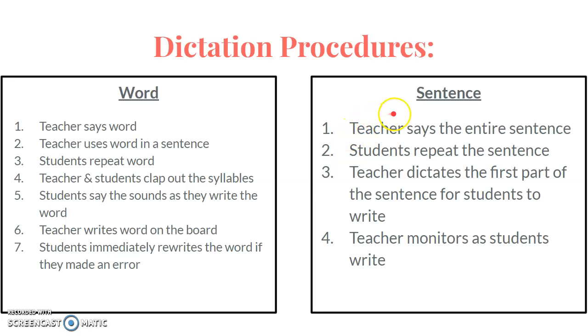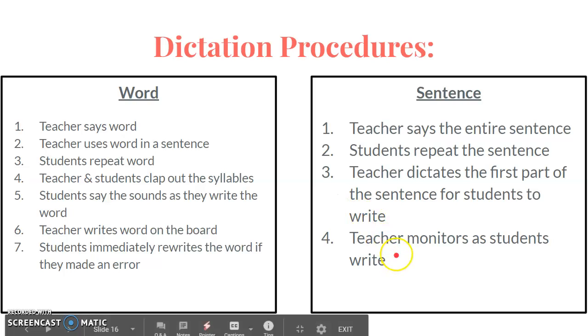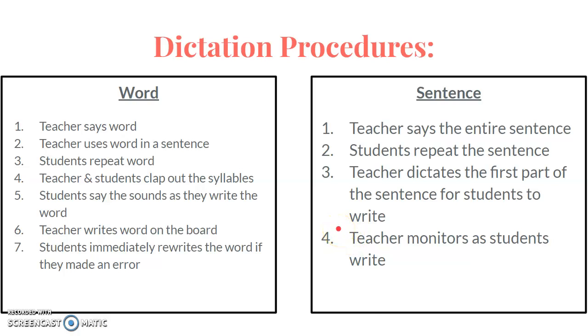Then for sentence dictation, it's pretty similar, but the teacher would say the entire sentence and have the students repeat the sentence. The teacher would dictate the first part of the sentence for the students to start writing, and as they're writing this, you would walk around and monitor the students as they write, to ensure that you can give immediate feedback if they're making an error, or give positive reinforcement if they're doing it correctly, to have them continue to do so.